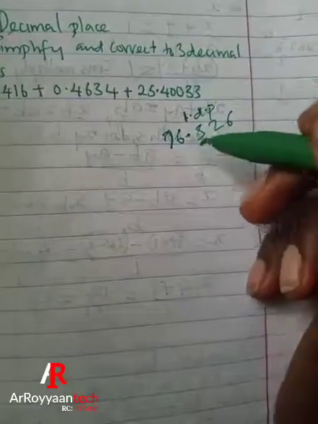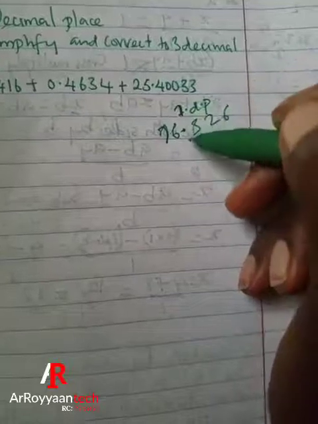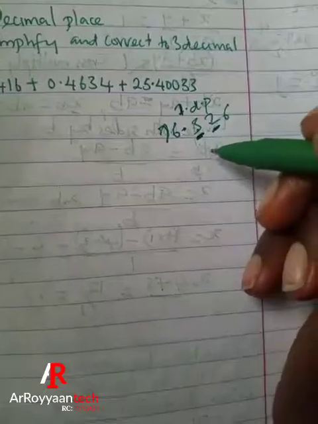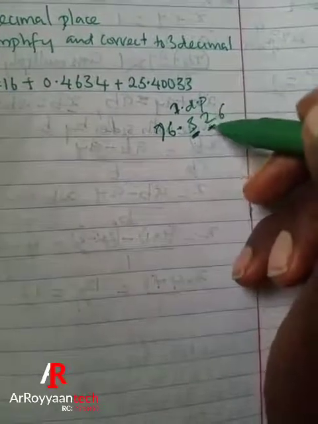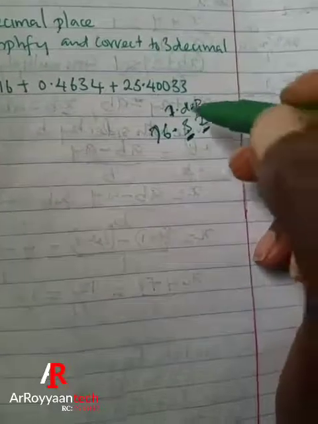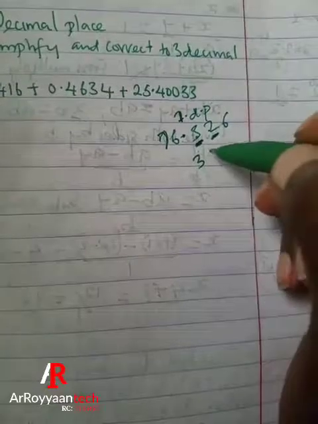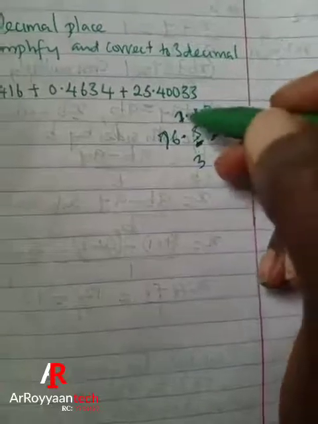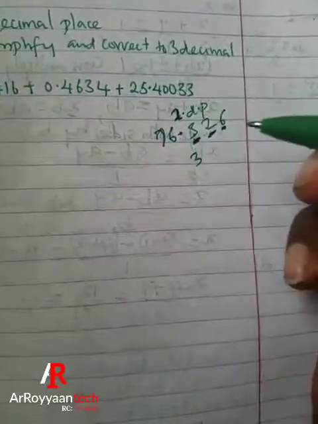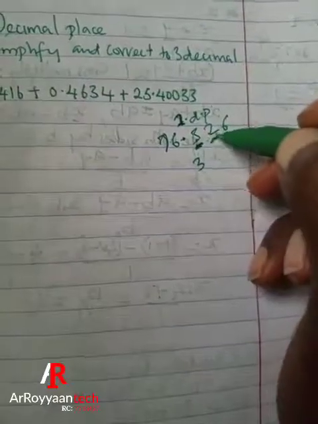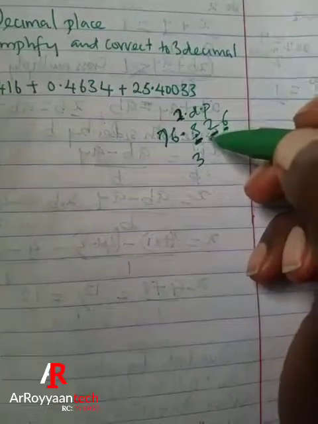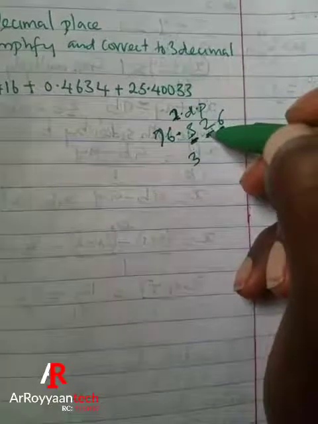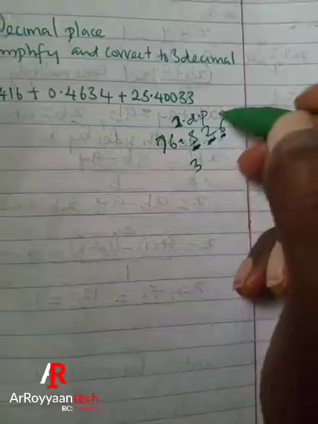If you are to correct to 2 decimal places, we focus on the first two figures, so the second figure is where we focus our decimal place. If it's 3 decimal places, it is the third figure after the decimal point. So let's say we are correcting to 2 decimal places. That means we focus on the second number after the decimal point, and we check the number that follows it.